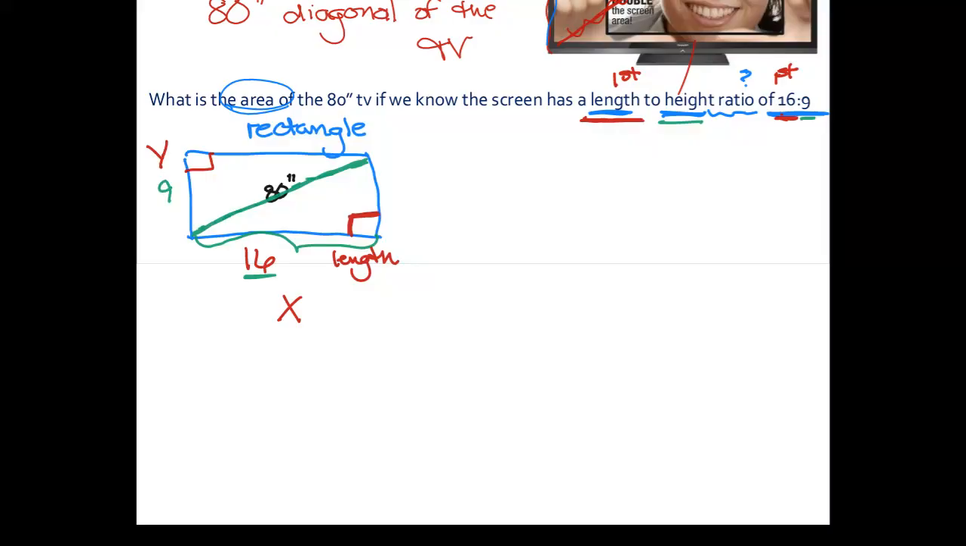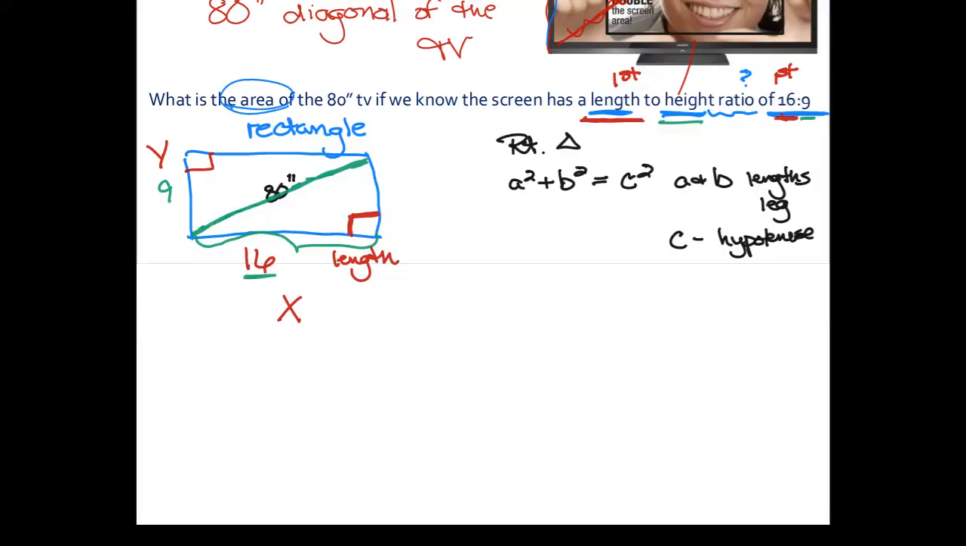Do you remember? Does anybody remember the Pythagorean theorem? You can only use it for a right triangle, and it says a squared plus b squared is equal to c squared, where a and b are the lengths of your legs, and c is the hypotenuse, the hippopotamus. I used to have that in here, and it fell down.